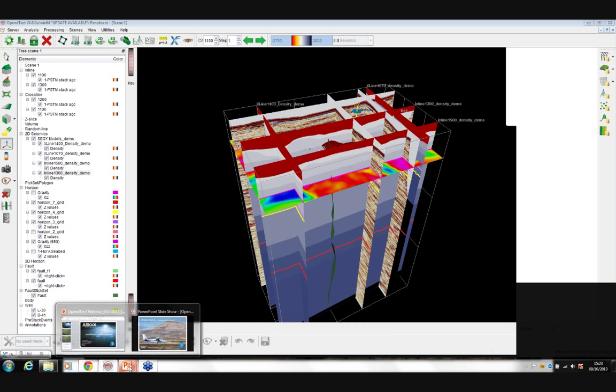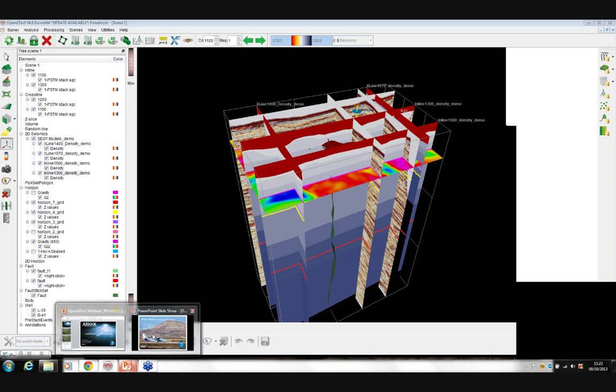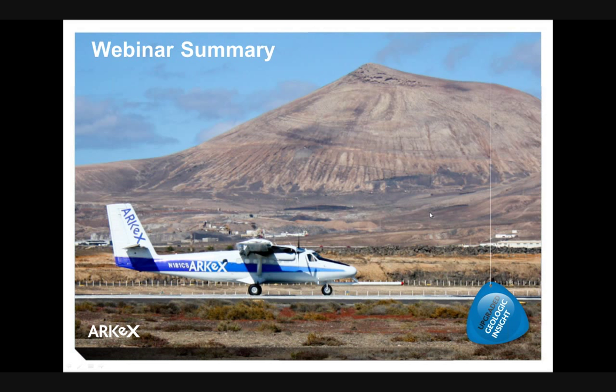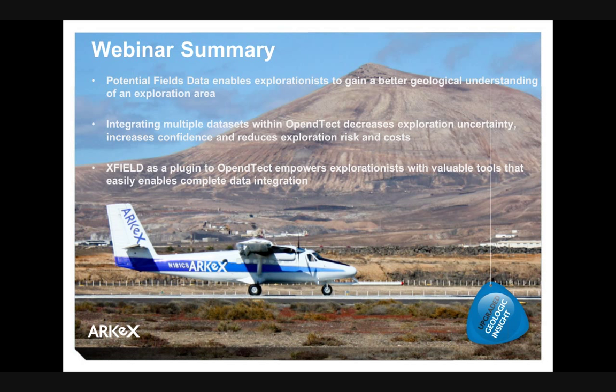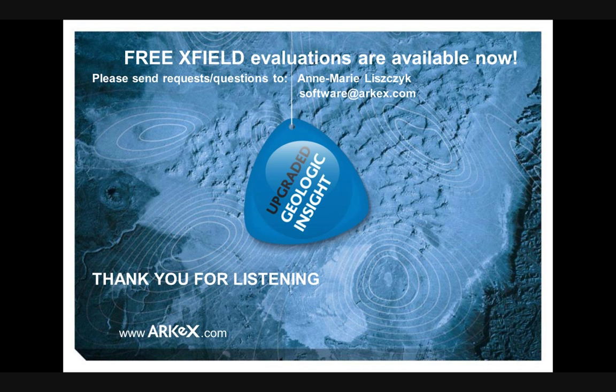Now that concludes my demonstration for now, so if I move back to our PowerPoint, I will just summarise what we've covered today. Potential fields data, gravity and magnetic data, enables explorationists to gain a better geological understanding of an exploration area. By integrating multiple data sets by using OpendTect and XField together, we can decrease exploration uncertainty, increasing confidence, reducing costs and risks. XField, as a plug-in to OpendTect, empowers an explorationist. We're trying to give people the tools so that they can integrate all their data sets together. Thank you very much for listening today.